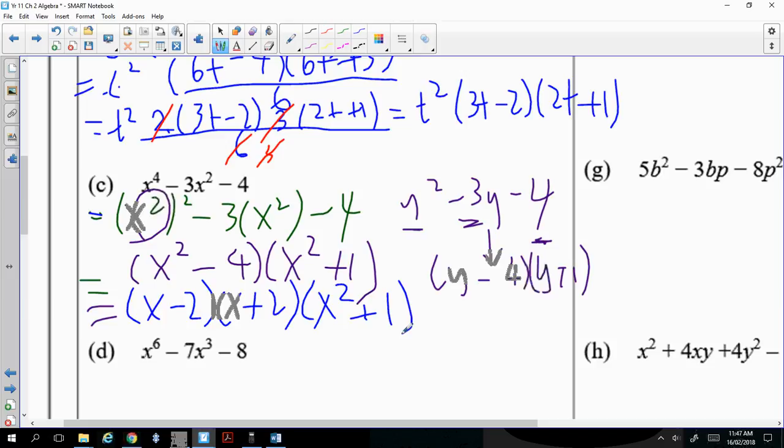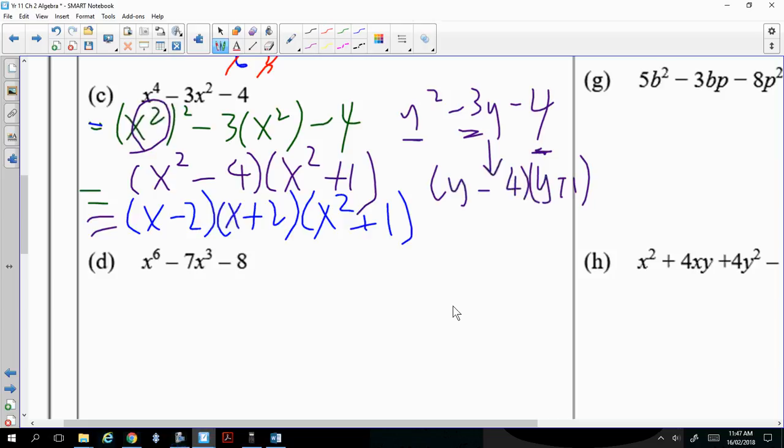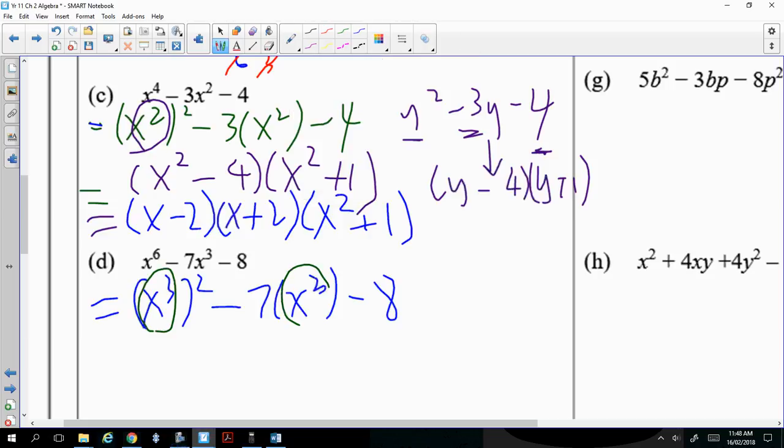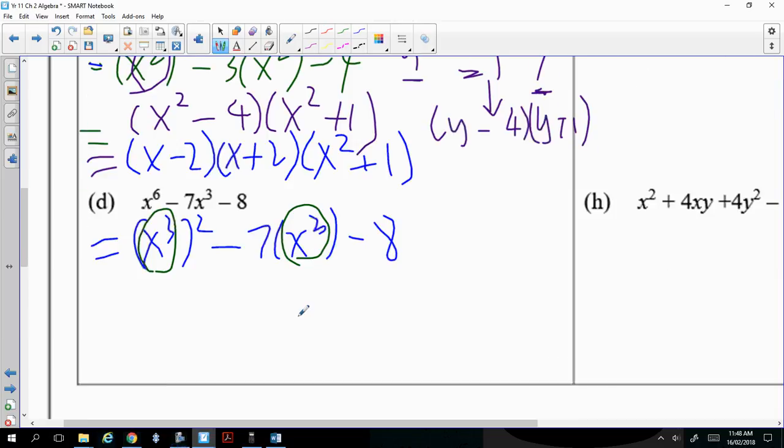Hopefully you can see that it's the same thing again. How can you write it? You can write the x to the power 6 as x cubed squared, right? Because by index law, you multiply the 3 by the 2. So if you square x cubed, you get x to the power 6, minus 7x cubed, minus 8. So it's a quadratic in x cubed, right? You get the same structure. So you just go x cubed, like this, and find two numbers which multiply to get -8 and add to get -7, which is -8 and 1.